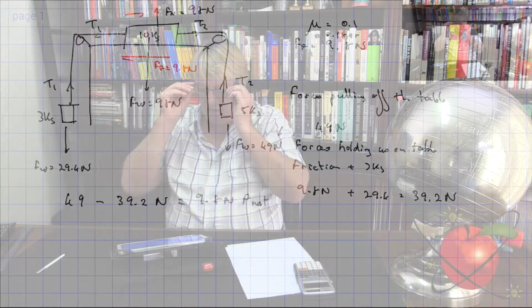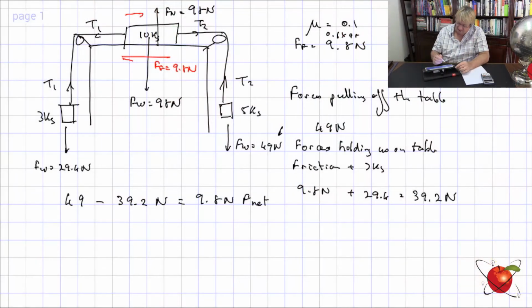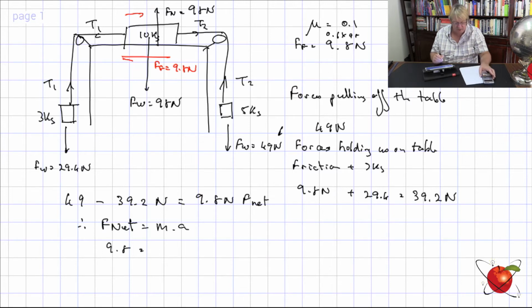Okay. Why do we say that? Because the force pulling us off is more than the force holding us, so we're going to move. We haven't got enough friction and there's not enough weight on the other side to hold us on the table. It's as simple as that. So F net is going to be 9.8. Therefore, what do we do next? Therefore, we say F net equals MA. So F net is going to be 9.8, is going to be equal to mass.